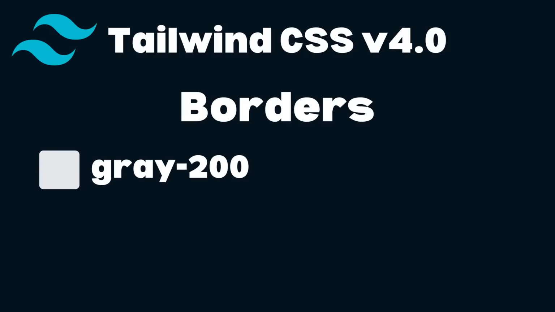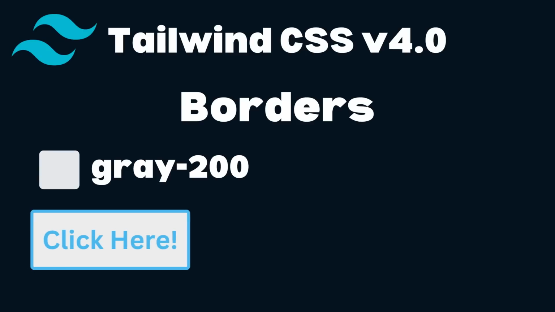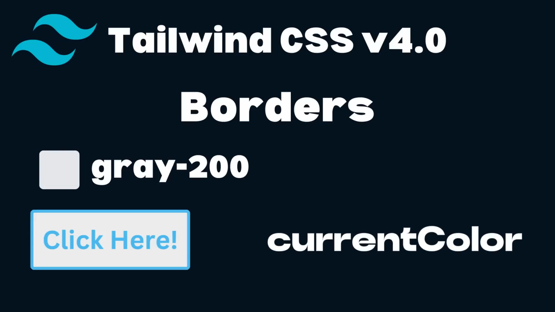If you wanted your border color to match the surrounding text or inherit styling dynamically, you had to manually specify a color for each instance. With Tailwind CSS 4, this has been completely reworked. Now, borders automatically inherit the current text color by default using currentColor. This means that the border color will match the color of the text inside the element.